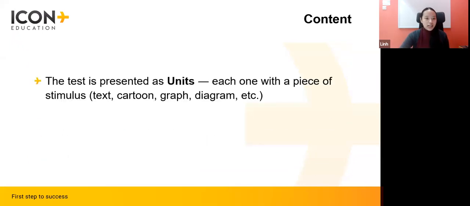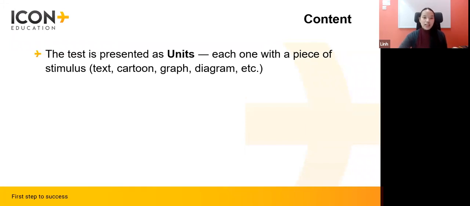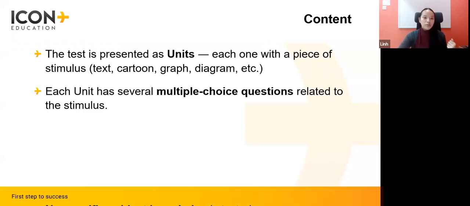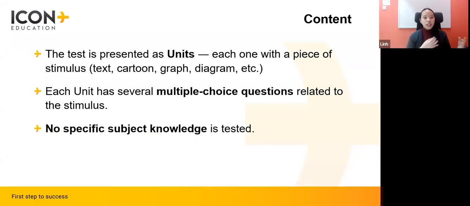Next up, in terms of what the test is actually like, the 100 questions will be presented as units. A unit is basically a piece of stimulus followed by several multiple choice questions. The stimulus can be very diverse. It can be text, a graph, a diagram, cartoons, or any combination of these. There will not be any specific subject knowledge that you'll be tested on, so no physics or chemistry knowledge. It may sometimes be helpful to have them, but they won't specifically test you on that.